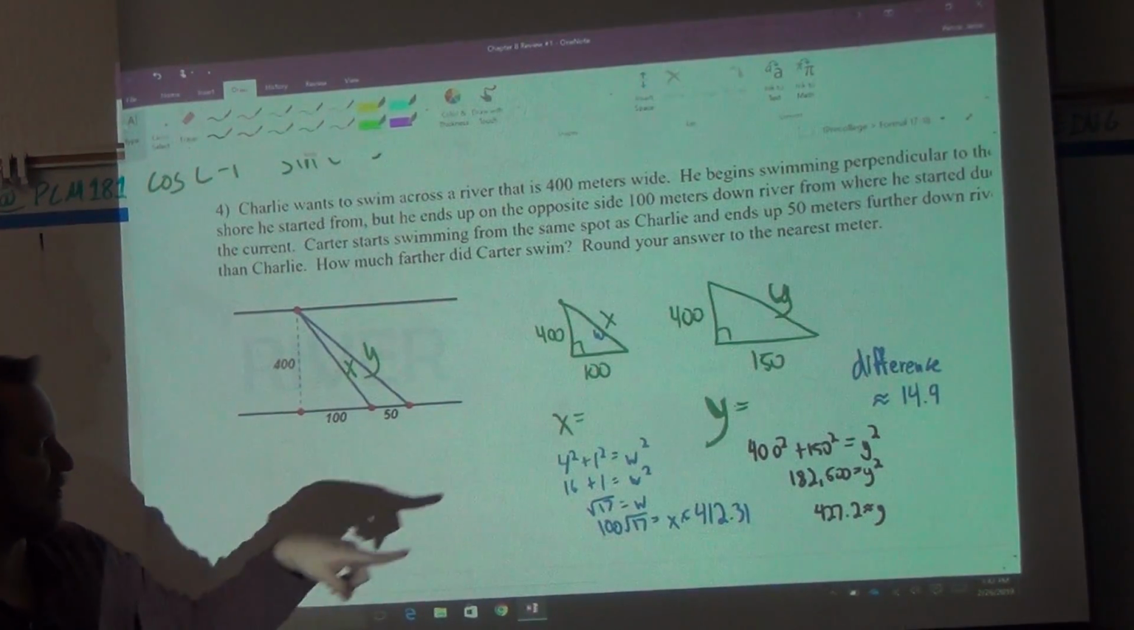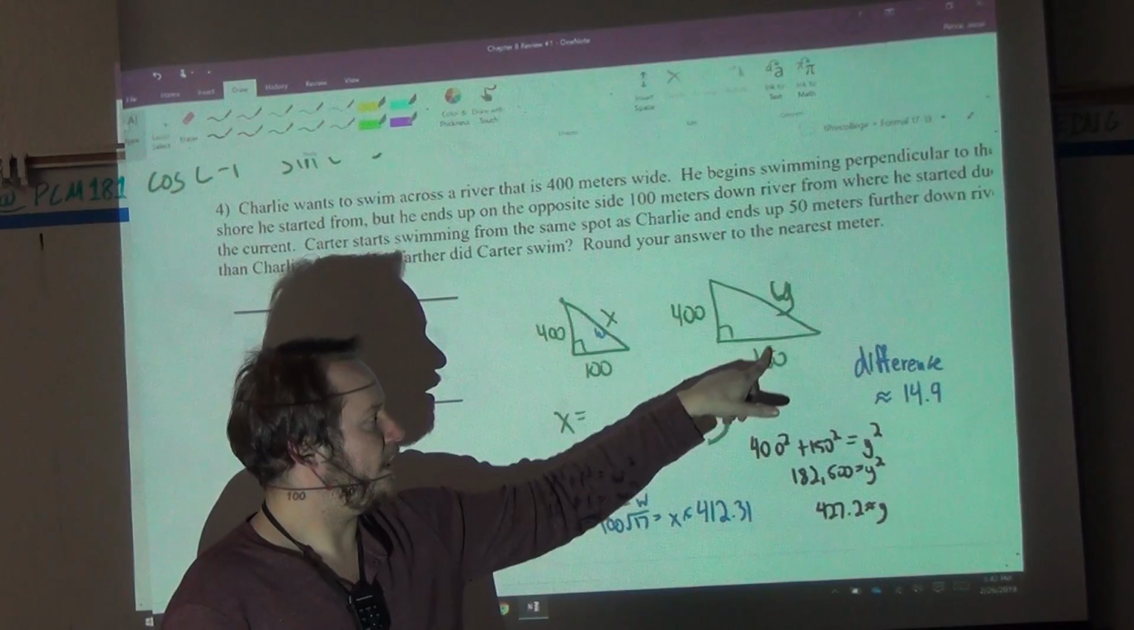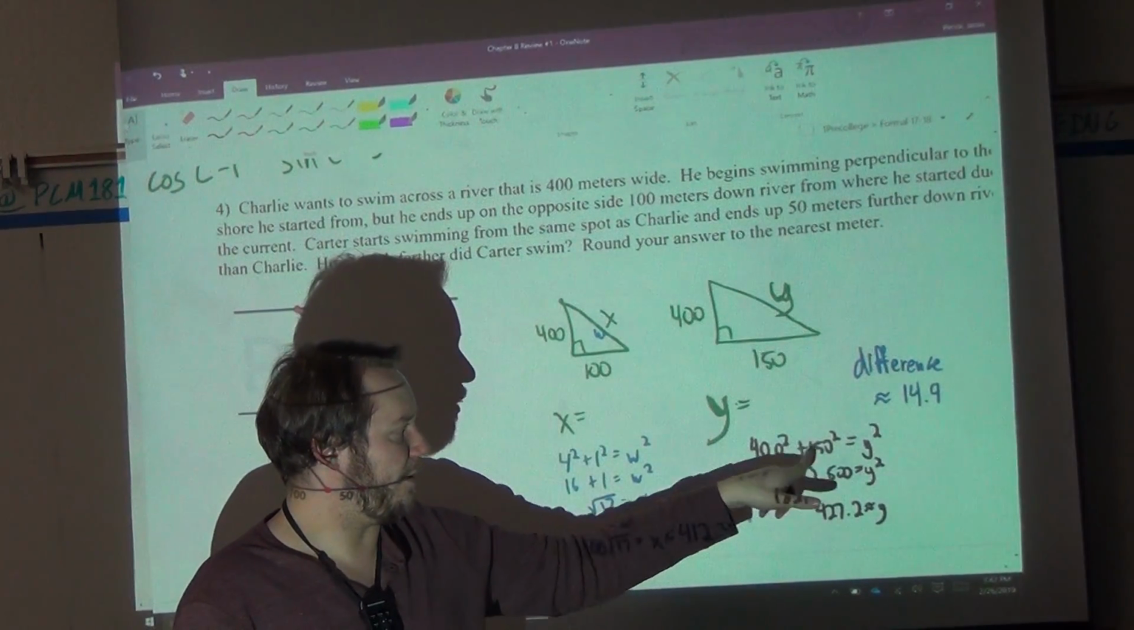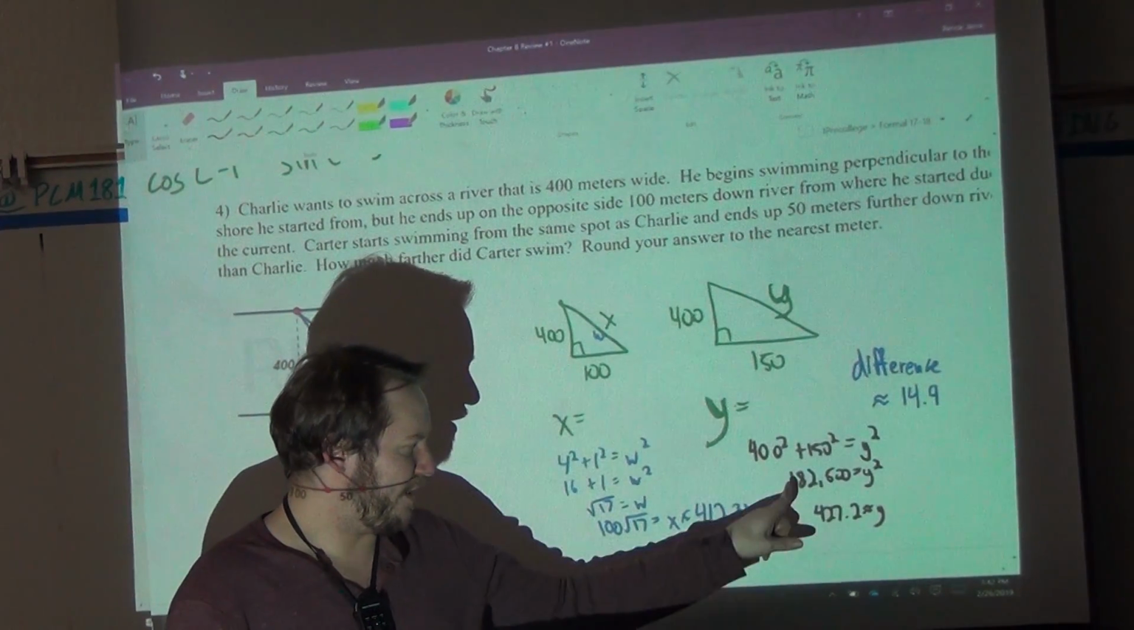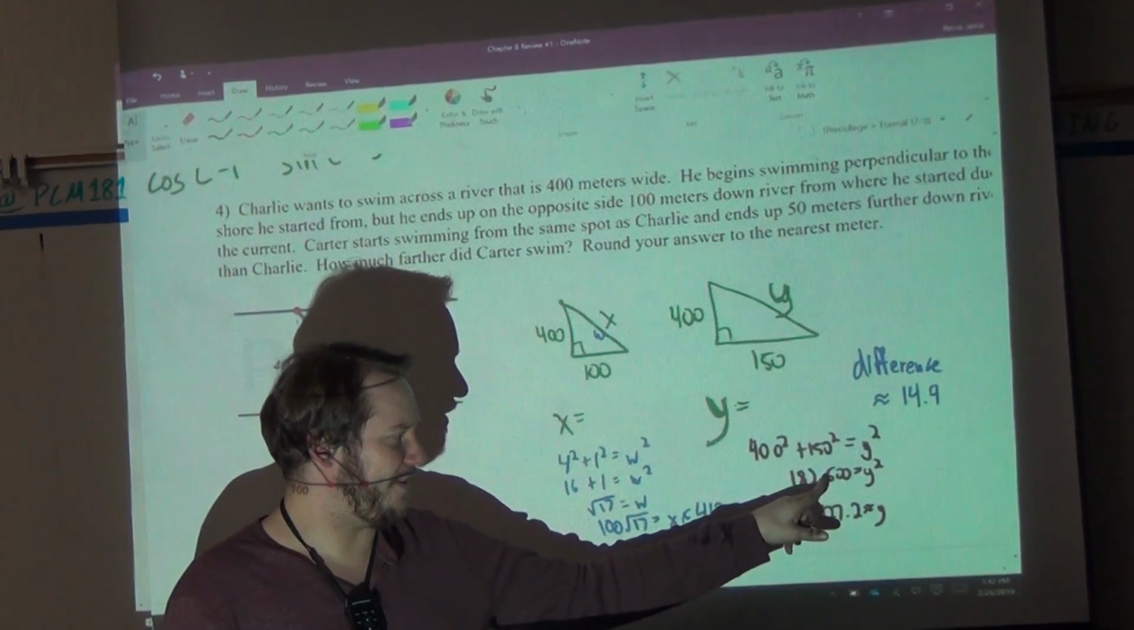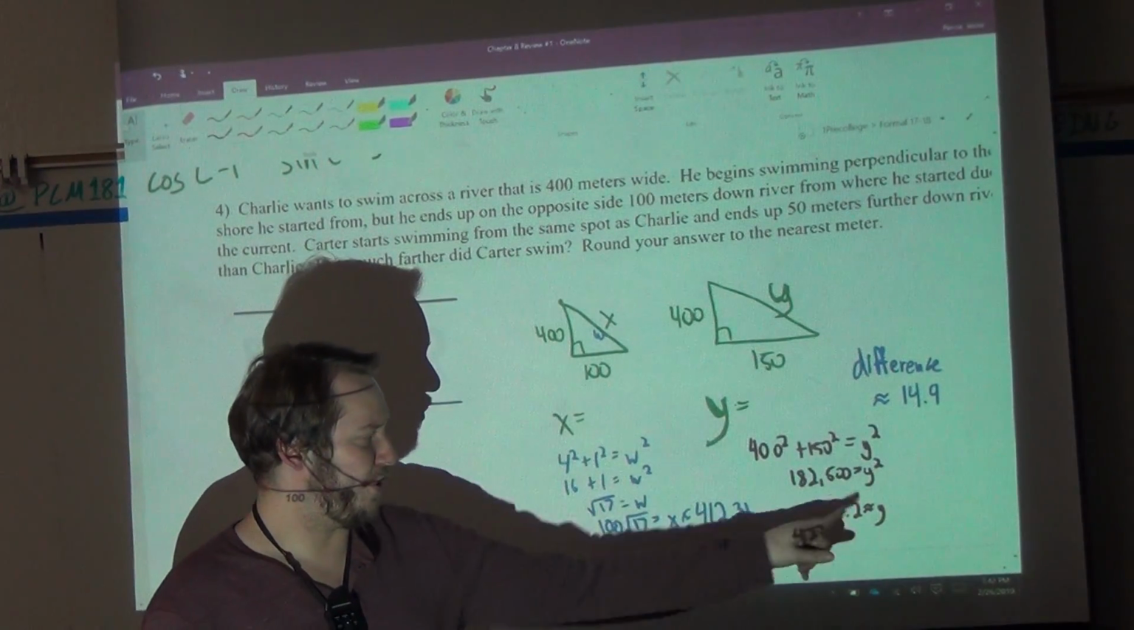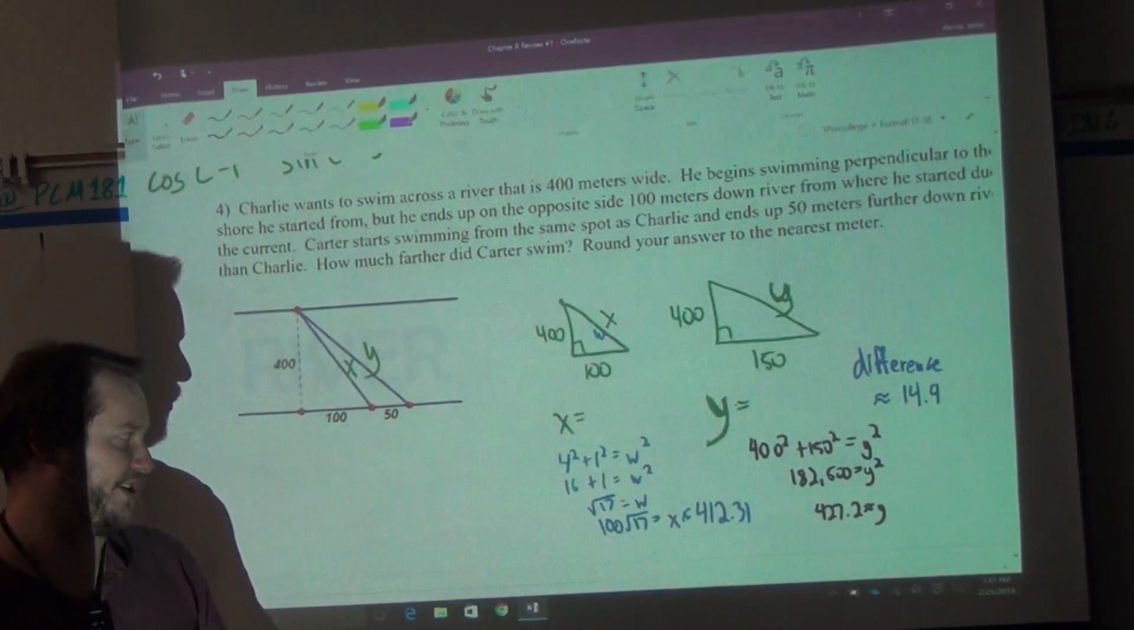Let's talk about y first. So with 400 and 150, y is the hypotenuse. 400 squared plus 150 squared is y squared. 182,500 equals y squared. So y is about 427.2.